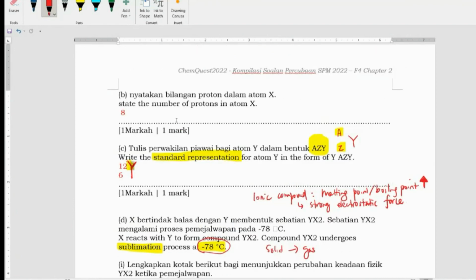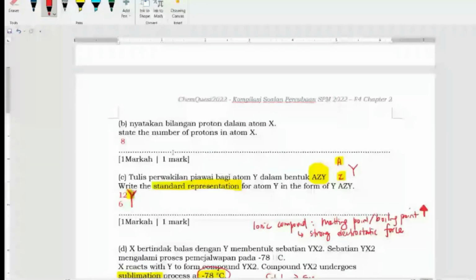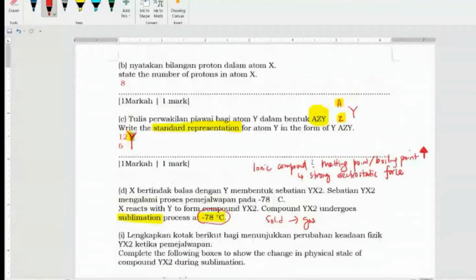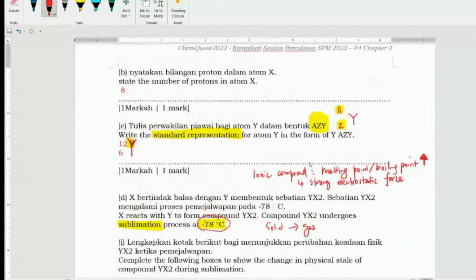Ada yang sangat bersih ya, jawapan saja. Tiada tulis apa-apa. Oh, okay. Maksudnya di sini kalau dia low, maksudnya ini adalah covalent, bukan ionic lah. Kalau ionic dia mesti strong electrostatic force, dia punya melting boiling point dia sangat tinggi lah. Boleh?